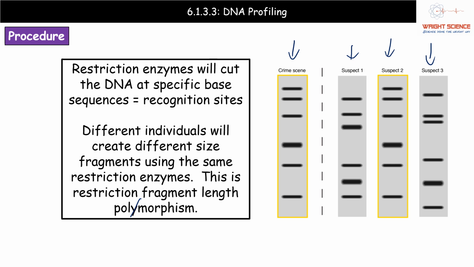How do we identify which one was the one that left their DNA at the crime scene? Match the bands. It's literally spot the difference. So all we've got to do is have a little look along, and we're just looking for the one where all of these bands match up. And if you look at suspect 2 and the crime scene, you can see that we've got a perfect alignment with all of those bands. So suspect 2 left their DNA at the crime scene.